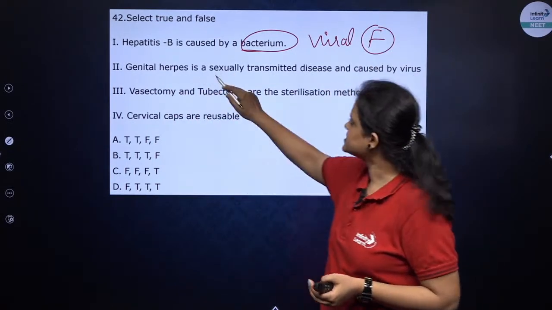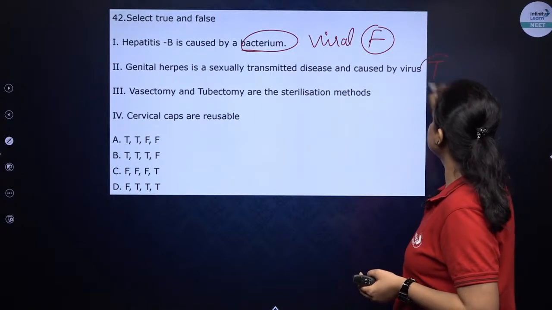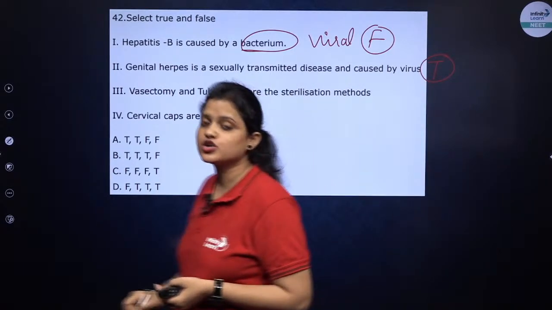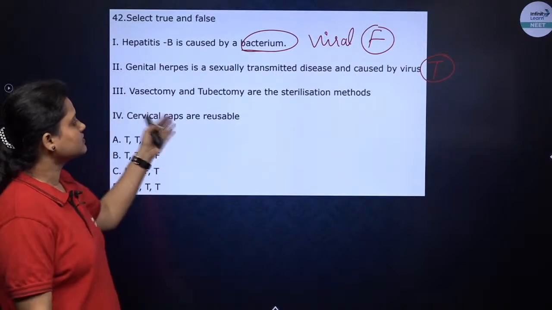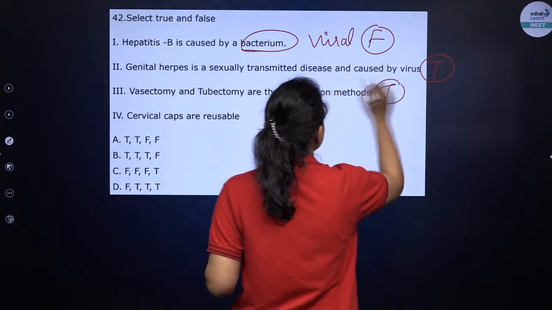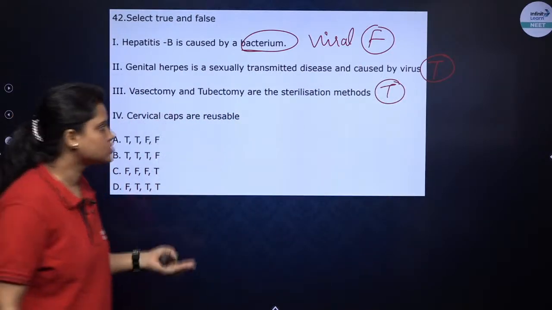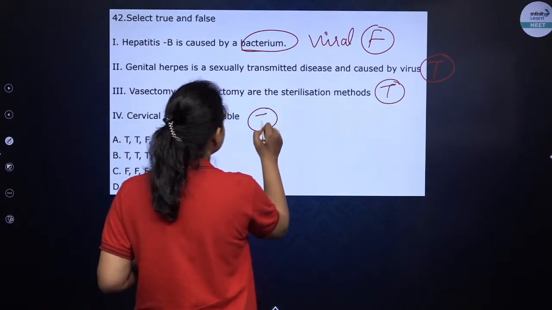Genital herpes is a sexually transmitted disease and caused by virus. Absolutely true. Vasectomy and tubectomy are the sterilization method. Absolutely correct. And cervical caps are reusable. This is also true.